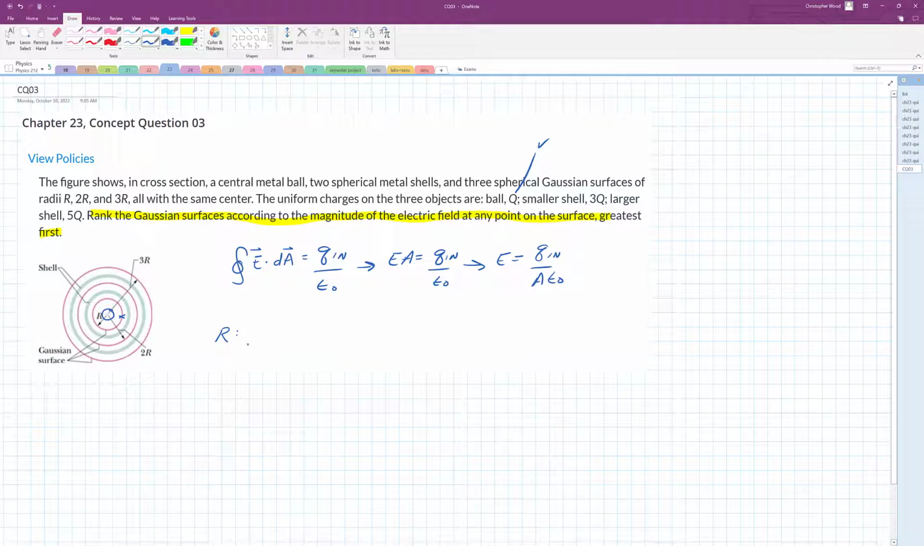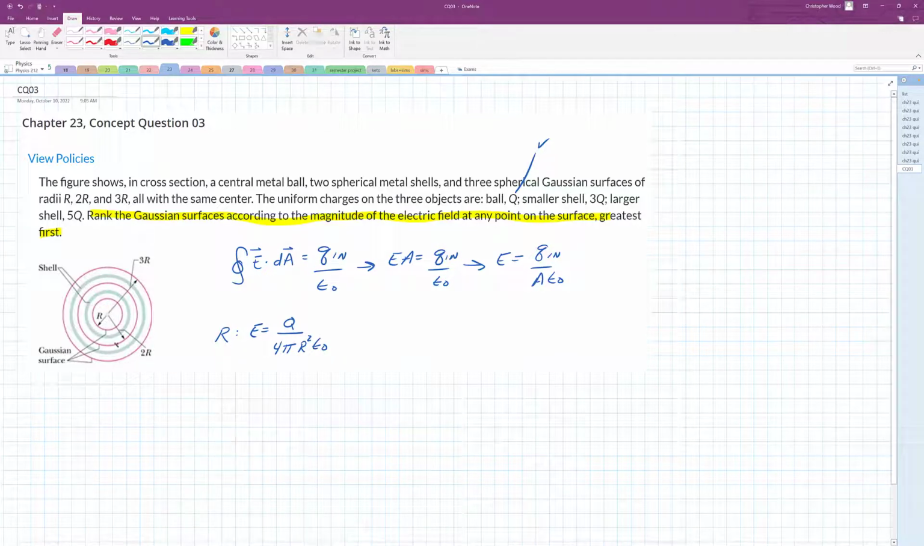This Gaussian surface, it's spherical, it's imaginary, and it appears here as a circle because we're looking at a cross-section of this sphere. So here I have E equals the amount of enclosed charge, which is Q, given in the problem statement, all over the area, which is 4 pi times the radius squared. In this case, that would be r squared. And here's my epsilon naught term.